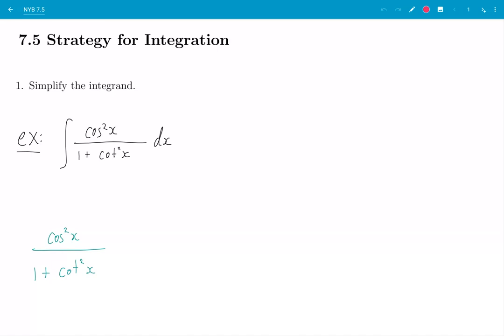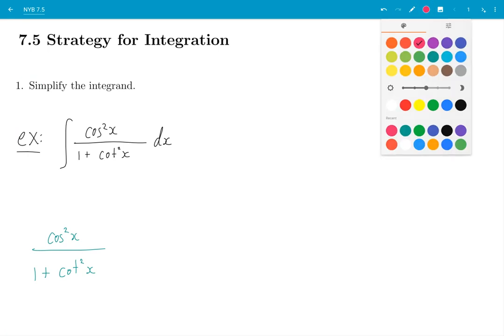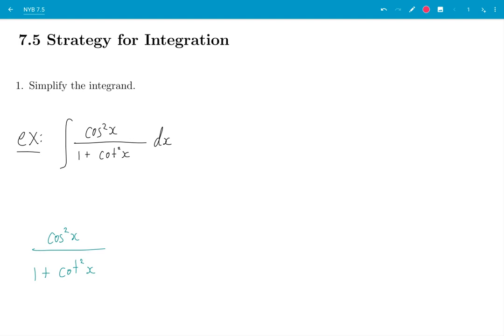So we have a general strategy for integration, a step-by-step sort of order of operations. When confronting a tricky integral, what do you do? First of all, number one, try to simplify the integrand. For this example, we will use trig identities. So pause and copy if you haven't done so already.